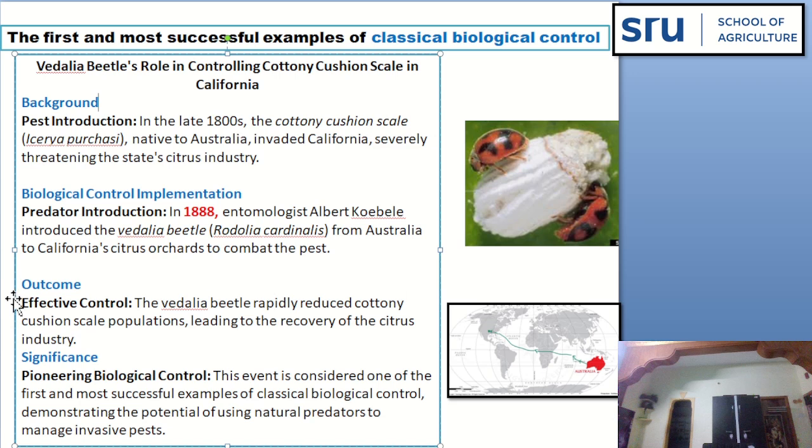See the outcome. The Vedalia beetle rapidly reduced the cottony cushion scale population, leading to the recovery of the citrus industry. So, this event is considered one of the first and most successful examples of biological control. It demonstrates the potential of using natural predators to manage invasive pests.